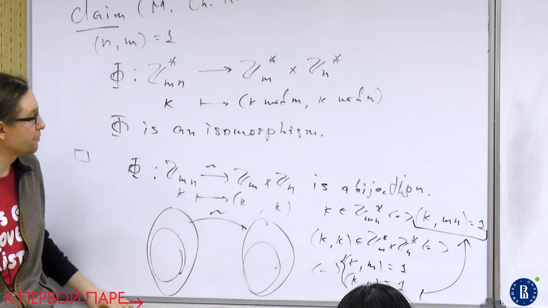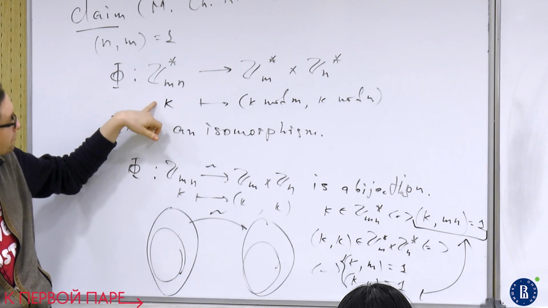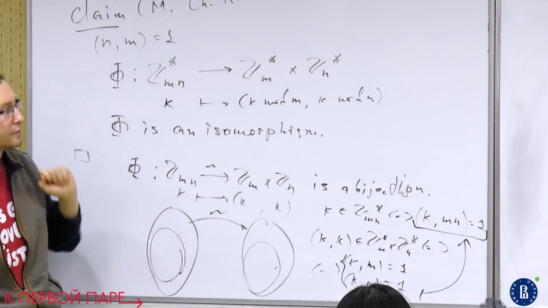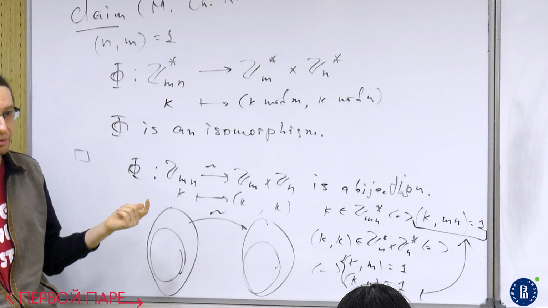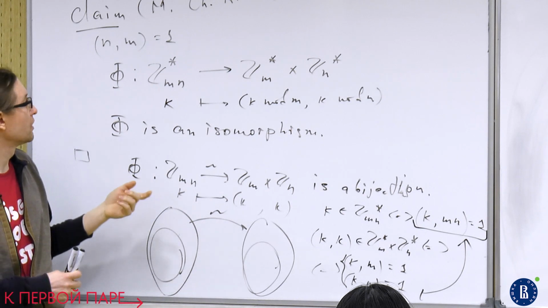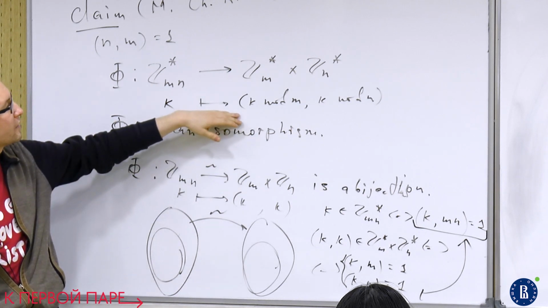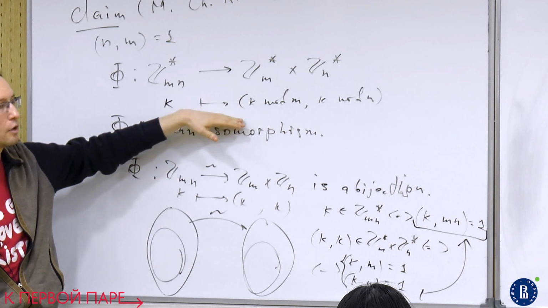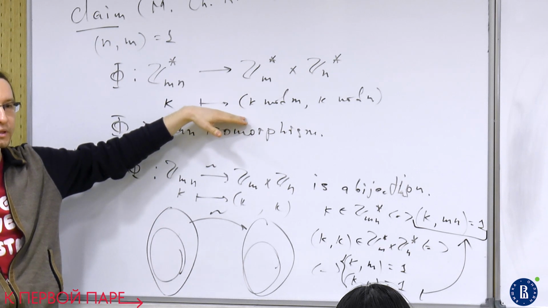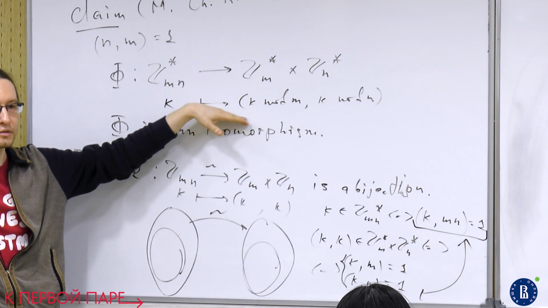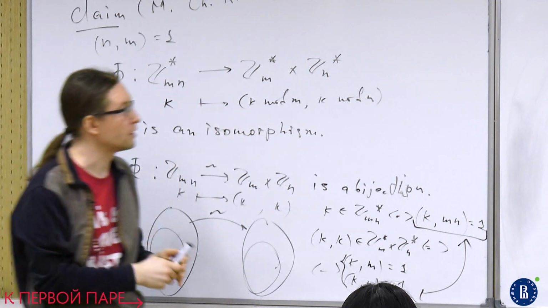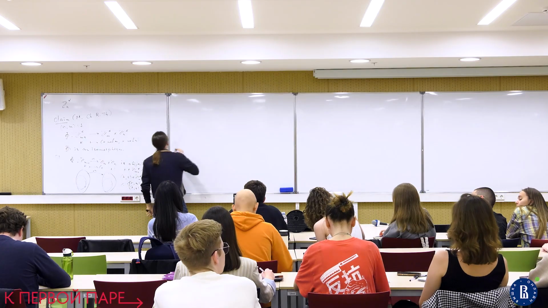Okay, the second part requires to prove that this map is a homomorphism with respect to multiplication. So, by the way, who thinks that it's clear that this map is a homomorphism with respect to multiplication? Just in case. Okay, but let me show you how to prove this.